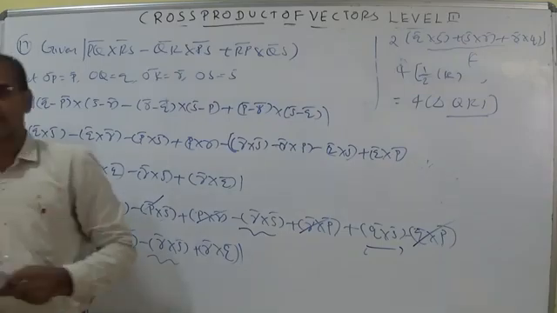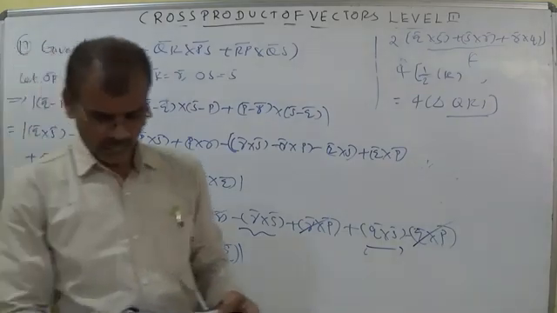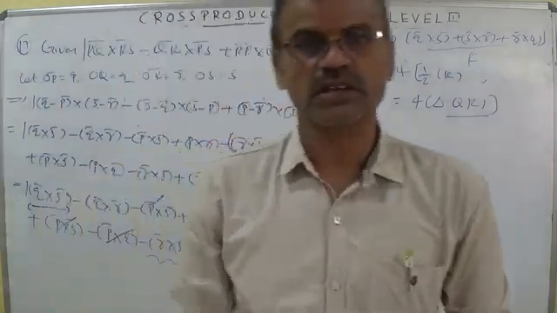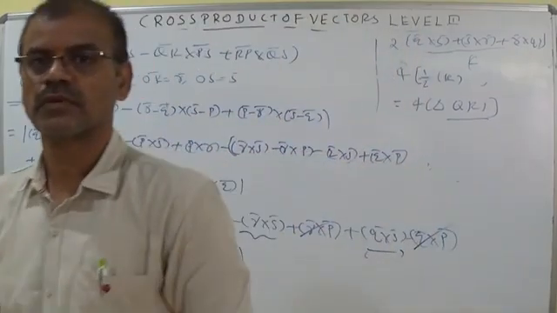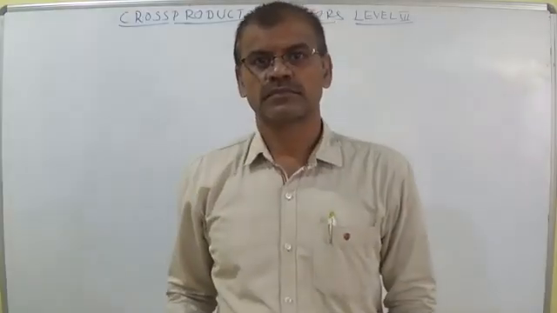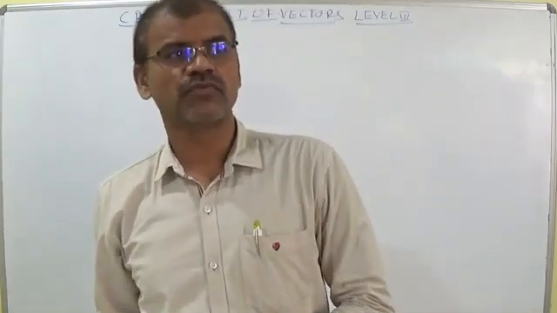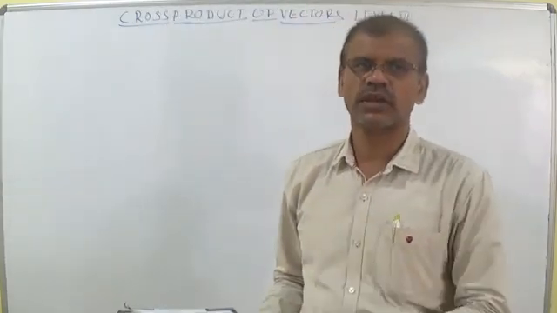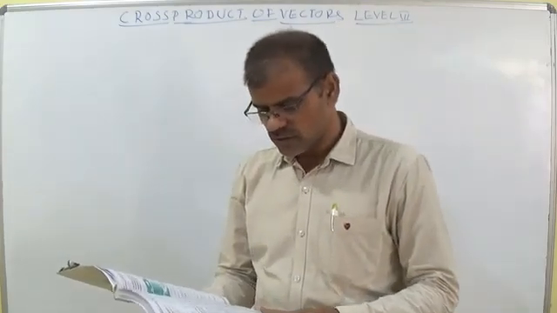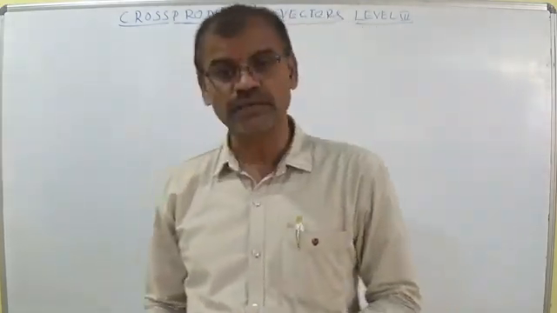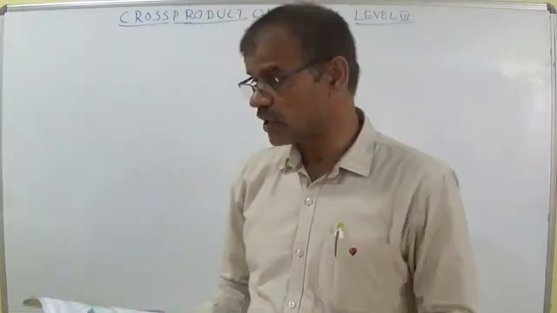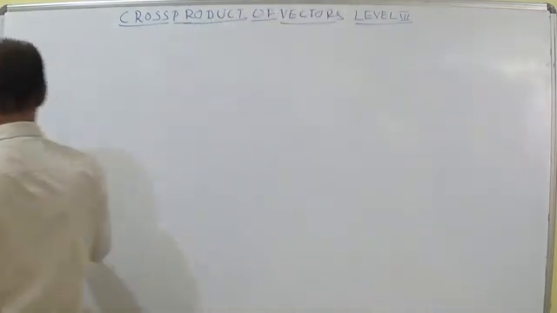So next one, 18th question. Okay students, let us continue next class. Students, we are in cross product of vectors level 3. Only remaining 2 sums are there. In previous class we have discussed until 17 sums. Now let us continue 18 and 19 sums in level 3 cross product of vectors. Let us discuss about 18th question.